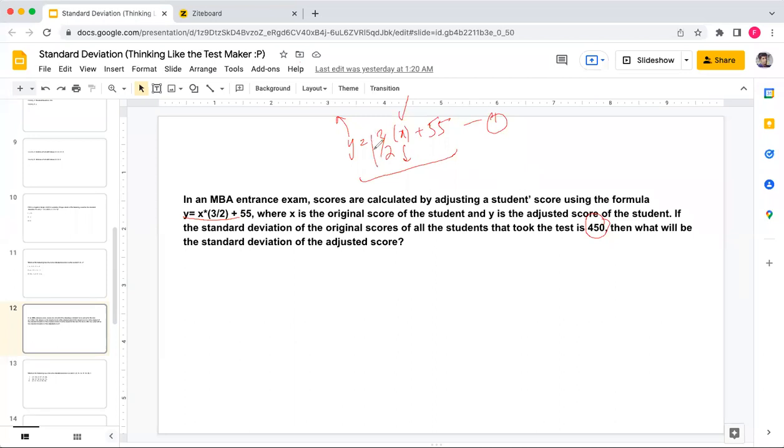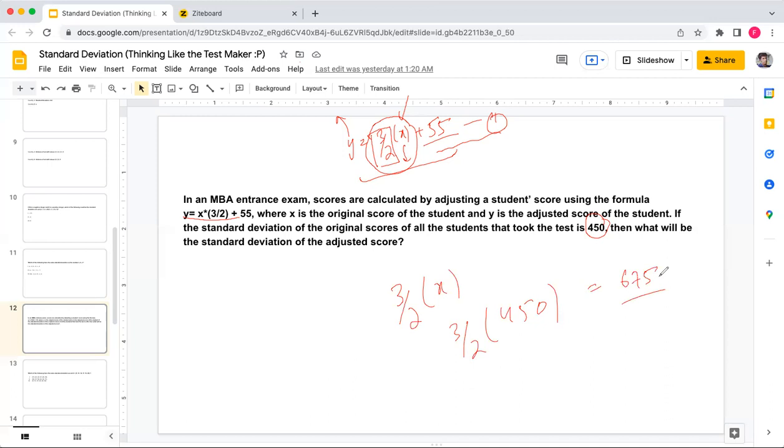See, this is multiplying and this is adding. We are adding 55, but we are multiplying X by 1.5, or 3 over 2. So there is a change in standard deviation only when we multiply; when we add, there is no effect on the standard deviation. So the standard deviation of the adjusted score will be only 3 by 2 times the original, which is 3 by 2 into 450, and that is exactly 675, as someone said.